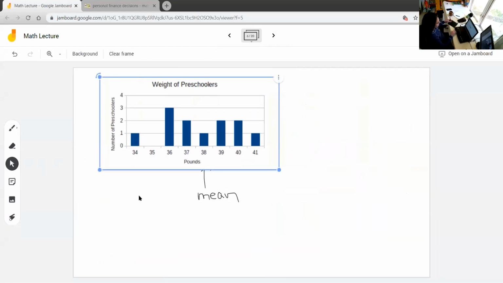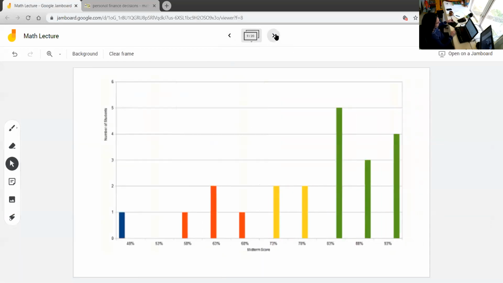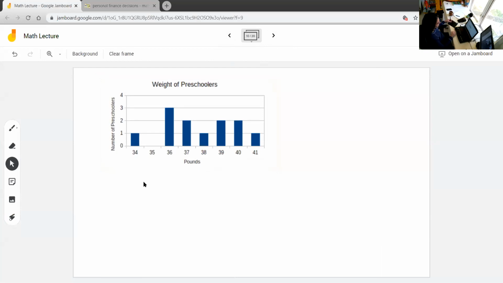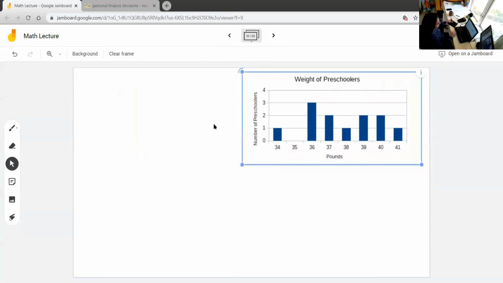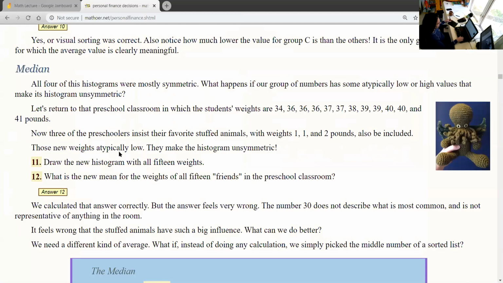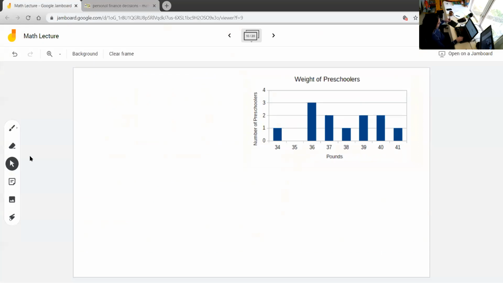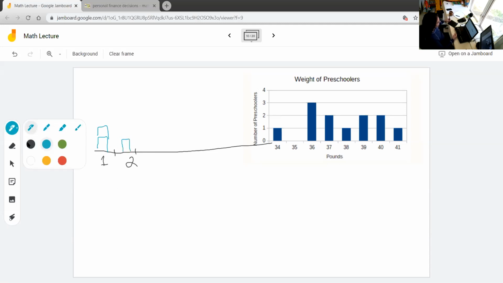Okay, now if I look at the same classroom and my students say, wait a minute, this is take our stuffed animal to school day. We want to have 3 stuffed animals who weigh 1, 1, and 2 pounds as part of this thing. So way down here is 1 and 2. And so we have 2 things at 1 and 1 more at 2. I could find the average, just like we did before.